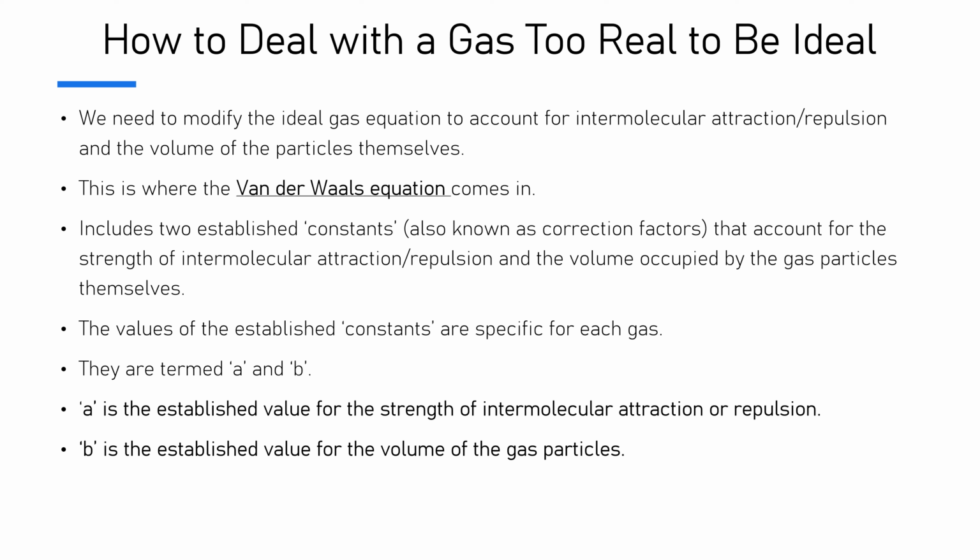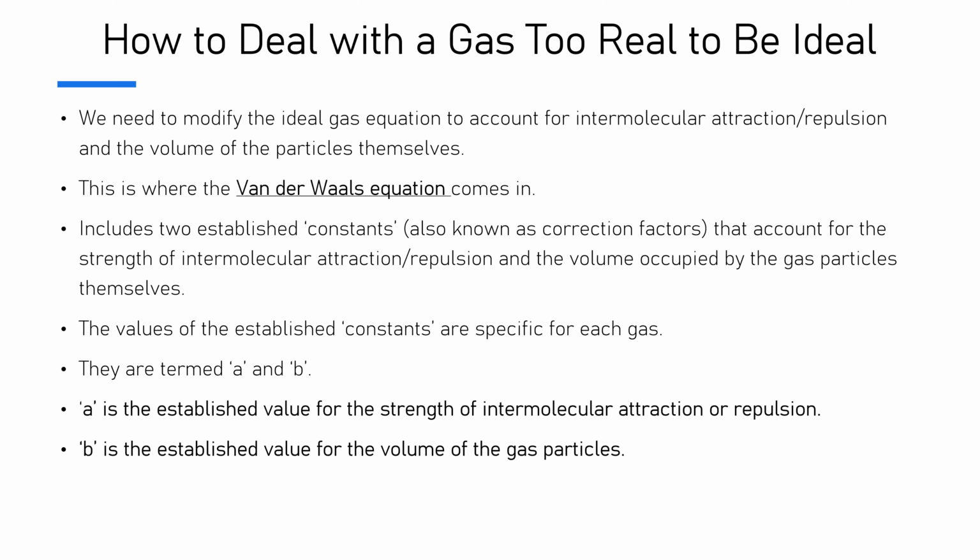For instance, the established constants values A and B for carbon dioxide would be different to the established constants for ammonia gas, for example. However, if carbon dioxide molecules were in a system and the temperature was changed from 350 Kelvin to 400 Kelvin or to 450 Kelvin, the established constants for the strength of intermolecular attraction or repulsion, value A, and the volume of the particles themselves, value B, would be the same for those carbon dioxide molecules, no matter what temperature is in the system.